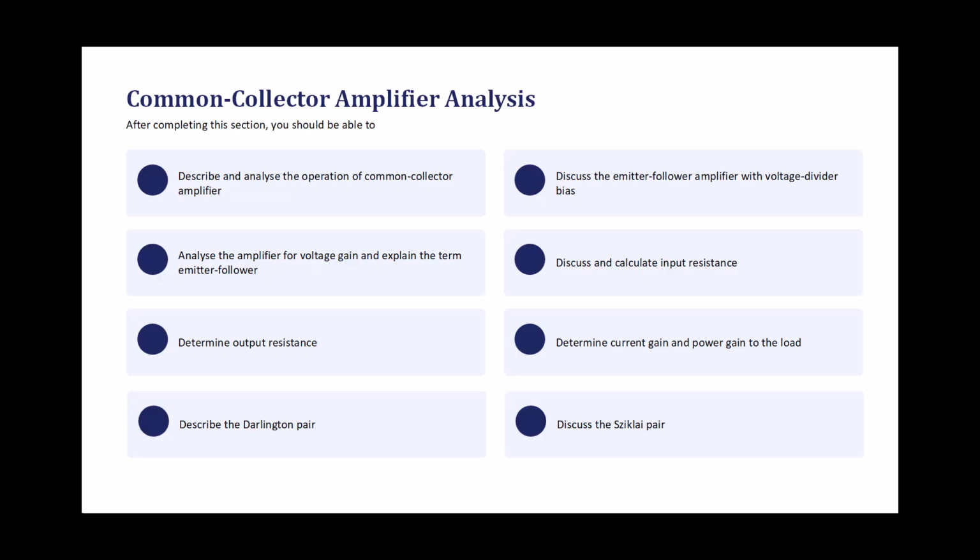this section. First, describe and analyze the operation of the common collector amplifier and discuss the emitter-follower amplifier. Second, analyze the amplifier for voltage gain and explain exactly what we mean by the term emitter-follower. Third, discuss and calculate input resistance. Fourth, determine output resistance. Fifth, determine current gain and power gain delivered to the load.